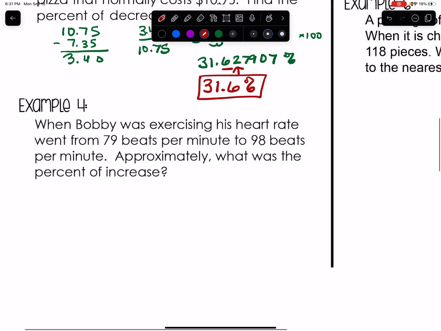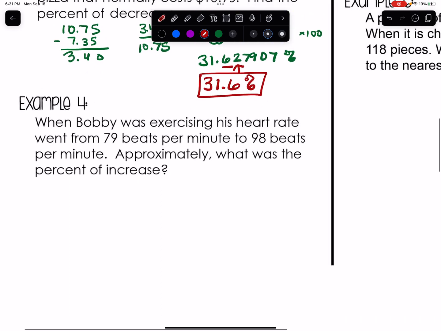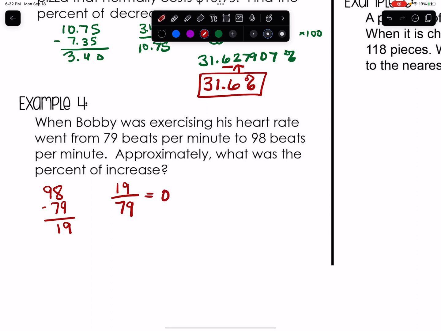All right, let's try another example for percent of change. When Bobby was exercising, his heart rate went from 79 beats per minute to 98 beats per minute. So let's see how much it changed by. It changed by 19. So what was the percent of increase? So we're going to do the change over the original, or the starting number. It started at 79. In my calculator, I'm doing 19 divided by 79, and I'm getting this.